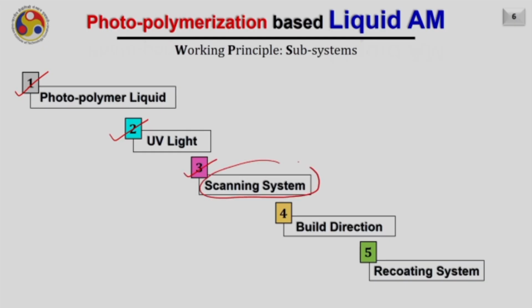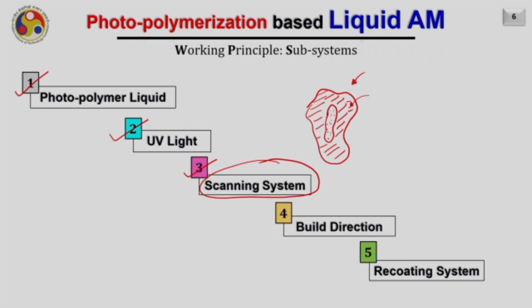This scanning system is particularly required to cure the region where the material is and keep the region in the liquid form where there is no material in the part. For example, this is the contour we have obtained in a slice. We know that in this region there will be material, hence the UV light will fall only on this region, while in this region UV light should not fall. Hence, this particular region will become hard or solid, while this particular region will still remain in the liquid form. We can repeat the process and build the entire part in this way. There could be different scanning systems.